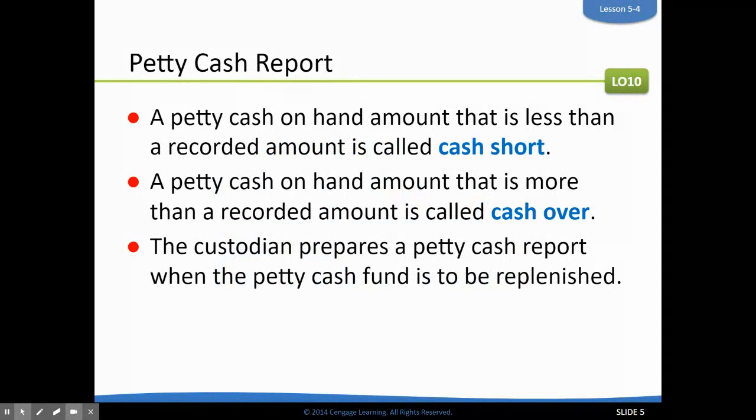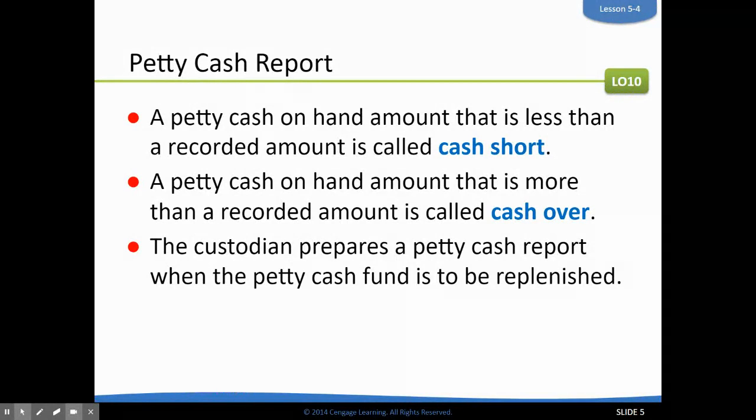A petty cash on hand amount that is less than a recorded amount is cash short. So let's say I have like 3 or 4 different things that it's been used for, but when I add up my cash and add in what I've used, it's short like $3. That means I'm cash short. If, let's say, I do it and I'm over, like I have $3 extra, then it's called cash over.